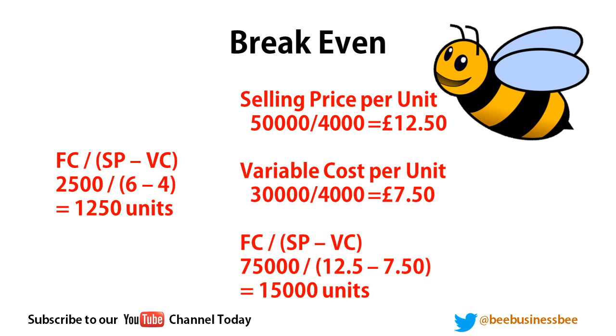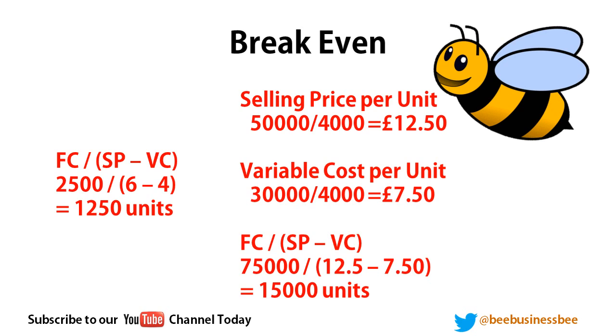Okay, the answer for question 1, as you see on that side, is 1,250. Dead easy to calculate. 2,500 is our fixed cost divided by our selling price, £6, minus £4 variable cost per unit, which gives us £2,500 divided by 2, which is 1,250. Now, answer B is a little bit more complex.